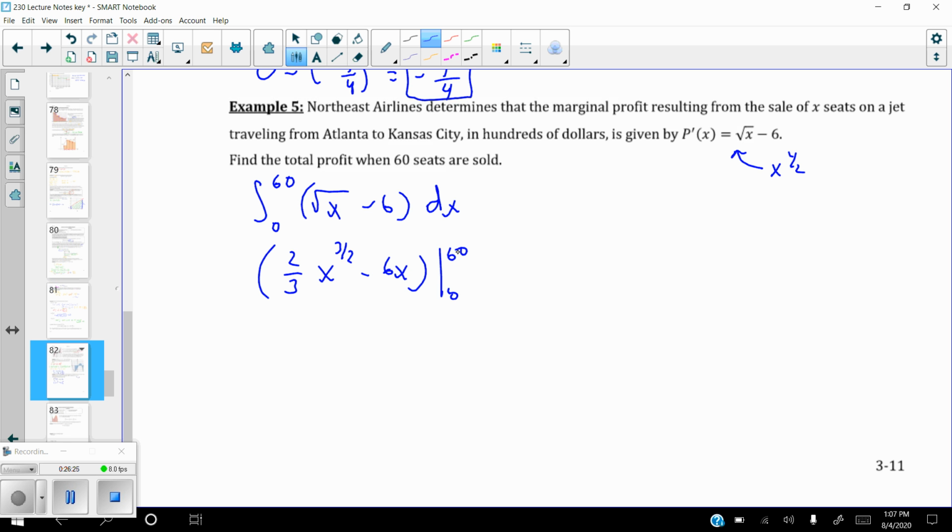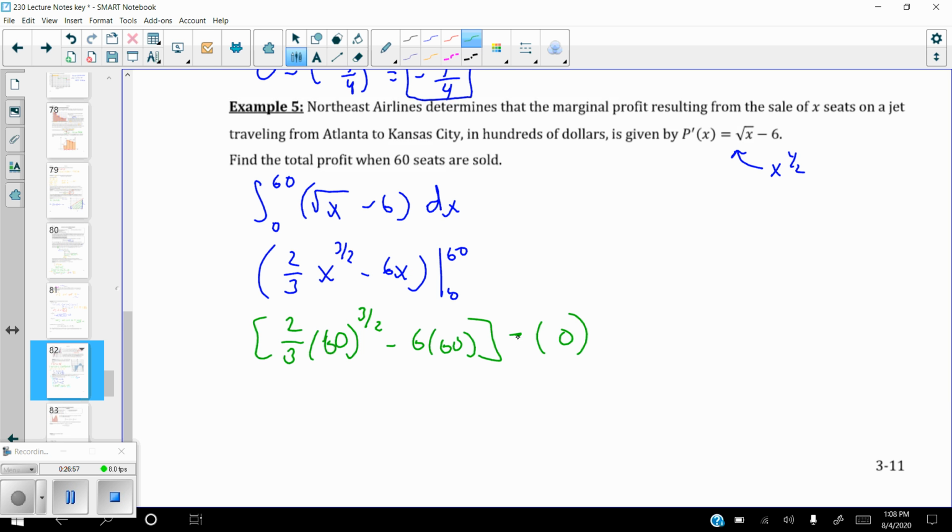And what you'll find here, the nice thing is when I plug in the 0 for my second bound, 0 times all that stuff is going to be gone, so it won't even really matter. So we're going to have 2/3 60 to the 3/2 power minus 6 times 60. And then again, if I were to do all that, technically I would subtract plugging in 0 to everything else, but plugging in 0 to X and both of those things is just going to give us 0.